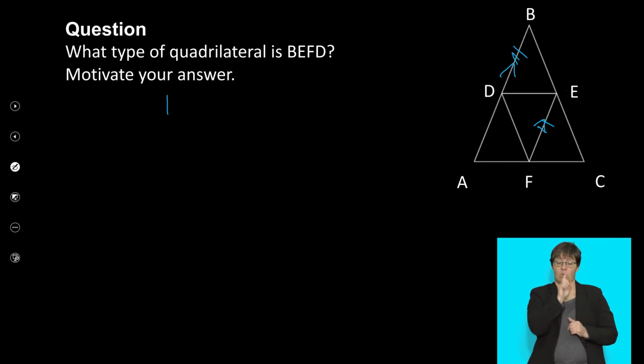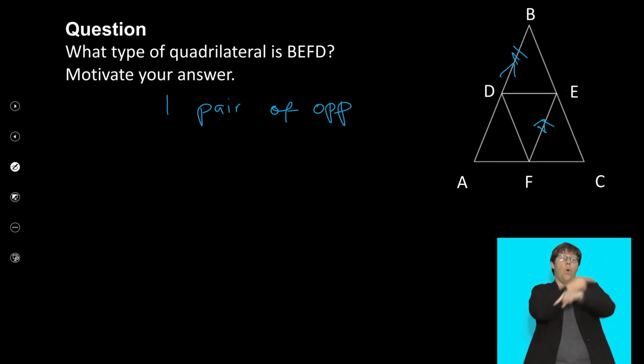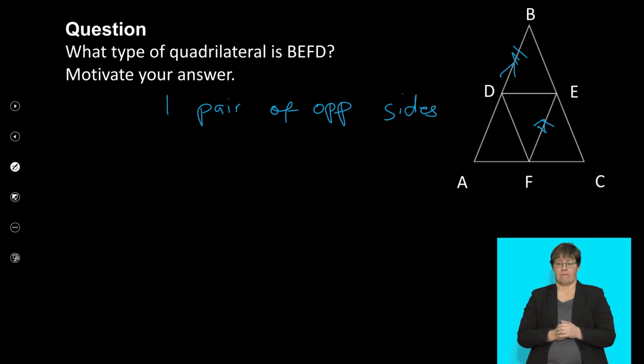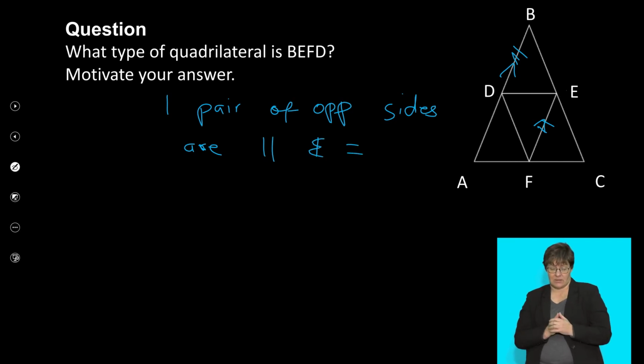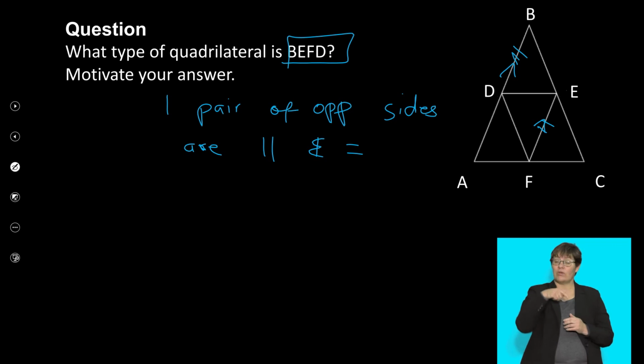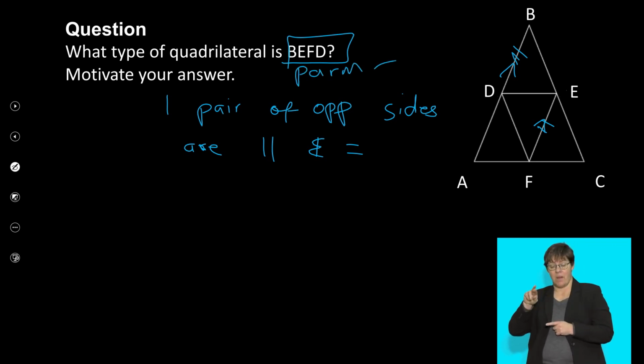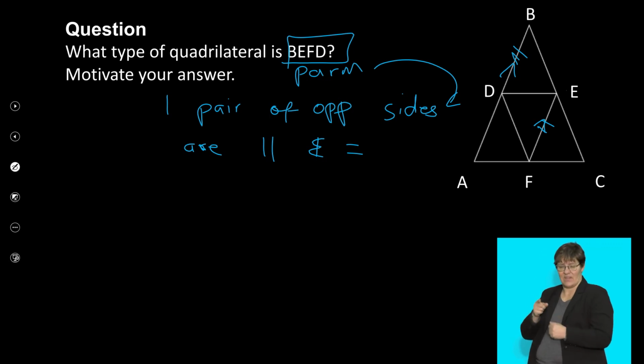So one pair of opposite sides, you need to specifically say that it's opposite sides, are parallel and equal, right? And then what quadrilateral this is, it is a parallelogram. And my reason is what I've just given you there, right? So that's how you can talk about that.